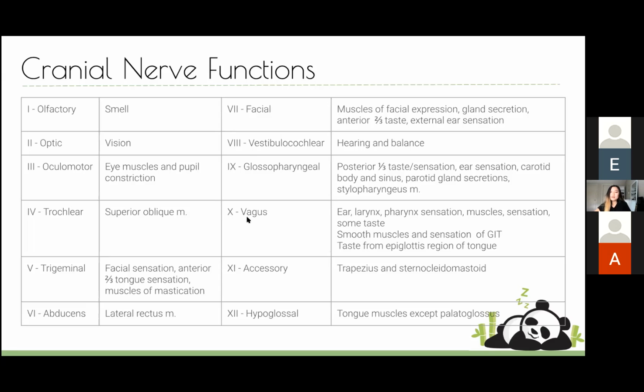Vagus nerve, classically your GIT, which I'm sure you've learned lots about already. It does your ear, larynx, pharynx sensation, lets you talk, some muscles, some sensation. And then accessory nerve, your traps and your sternocleidomastoid. So remember in your cranial nerve exam, you're like, oh, please shrug your shoulders, please turn your head. Accessory nerve. And then hypoglossal does all your tongue muscles except for palatoglossus.